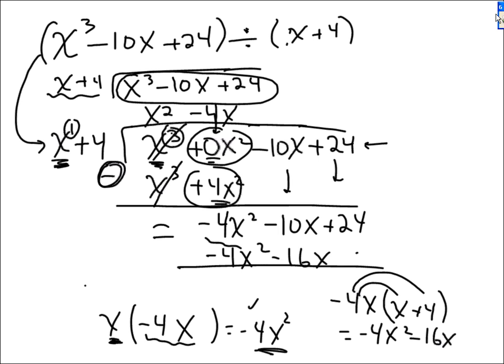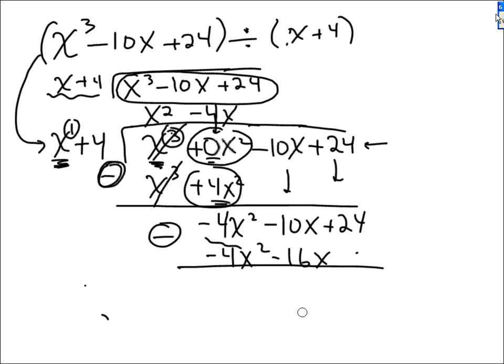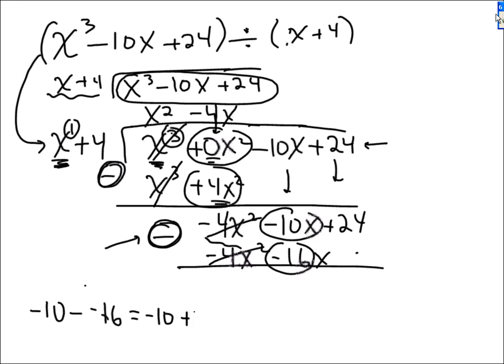And I subtract. When you subtract the exact same values, you get 0. Negative 4x squared minus negative 4x squared is 0. Negative 10 minus negative 16. This is negative 10 plus 16, which is 16 minus 10. It's 6. 6x plus 24.